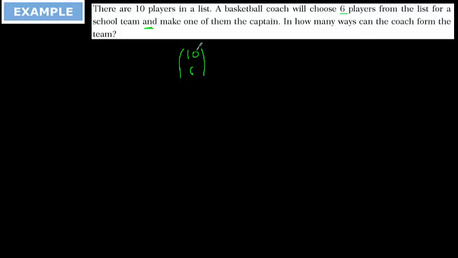So we are going to select 6 of them from 10, and the arrangement is not important. We are going to do it like this, but after that we are going to multiply by 6, because one of them is selected as captain. So we are going to select the captain from 6 players in 6 different ways, and the answer is going to be 10 factorial over 10 minus 6 factorial times 6 factorial, times 6, which is equal to 10 factorial over 4 factorial times 6 factorial, times 6.